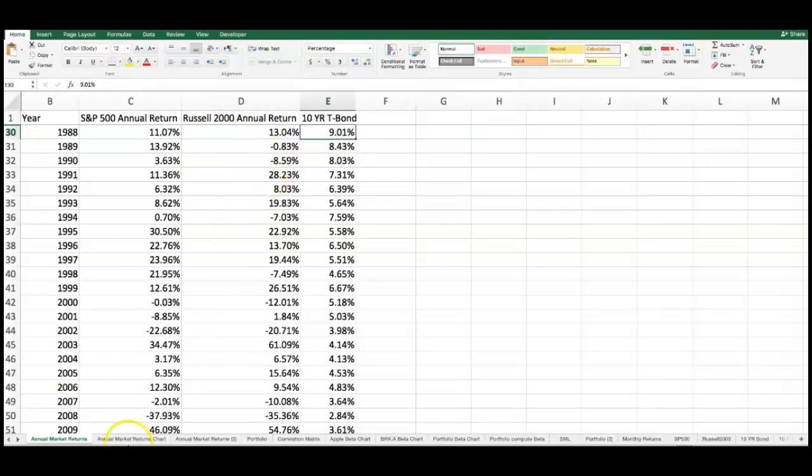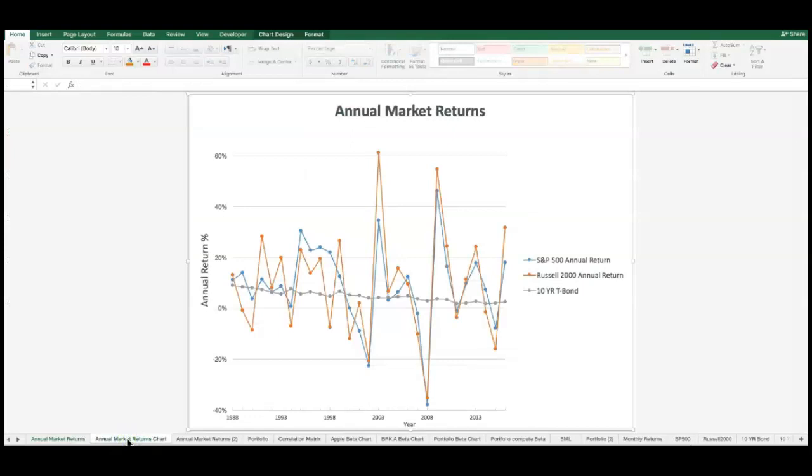And if we look at it in a chart, we can see here the blue is the S&P 500 returns each year from 1988 to 2016. The orange is the Russell 2000 returns for the same period, and the gray there, that's the 10-year Treasury bonds. And not surprisingly, the 10-year Treasury bond is our proxy for risk-free rate. You can see that there's not a whole lot of variability there. The returns are relatively small.